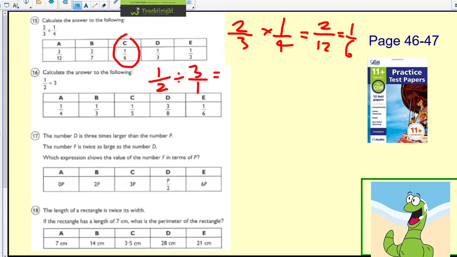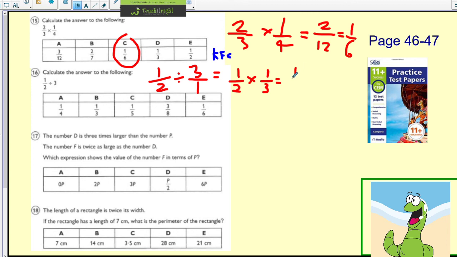And this is where we use the rule KFC. KFC: keep, flip, change. And the rule is keep the first fraction the same, flip the second fraction, so it comes from 3/1 to 1/3, and change the sign from times to divide. And now, whatever the answer to this sum is will also be the answer to that. And if you're not sure, use a calculator, try it out, and you'll see that it works.